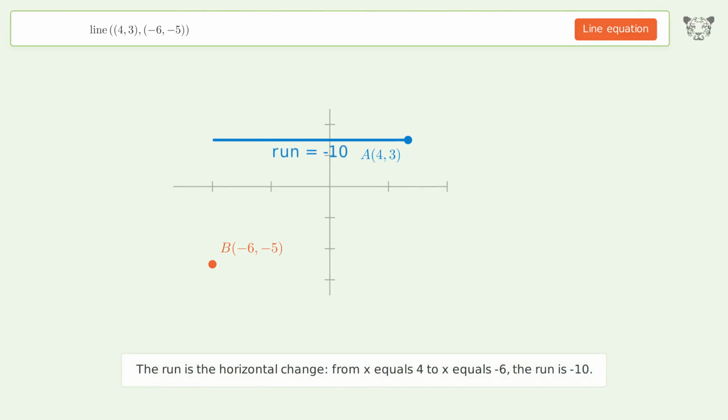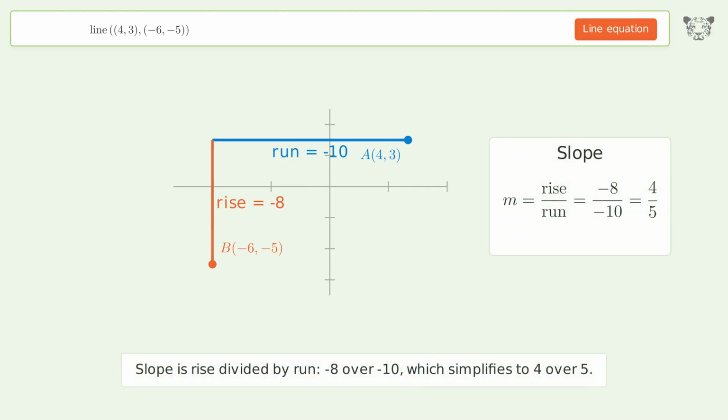The run is the horizontal change, from x equals 4 to x equals -6, the run is -10. The rise is the vertical change, from y equals 3 to y equals -5, the rise is -8. Slope is rise divided by run, -8 over -10, which simplifies to 4 over 5.